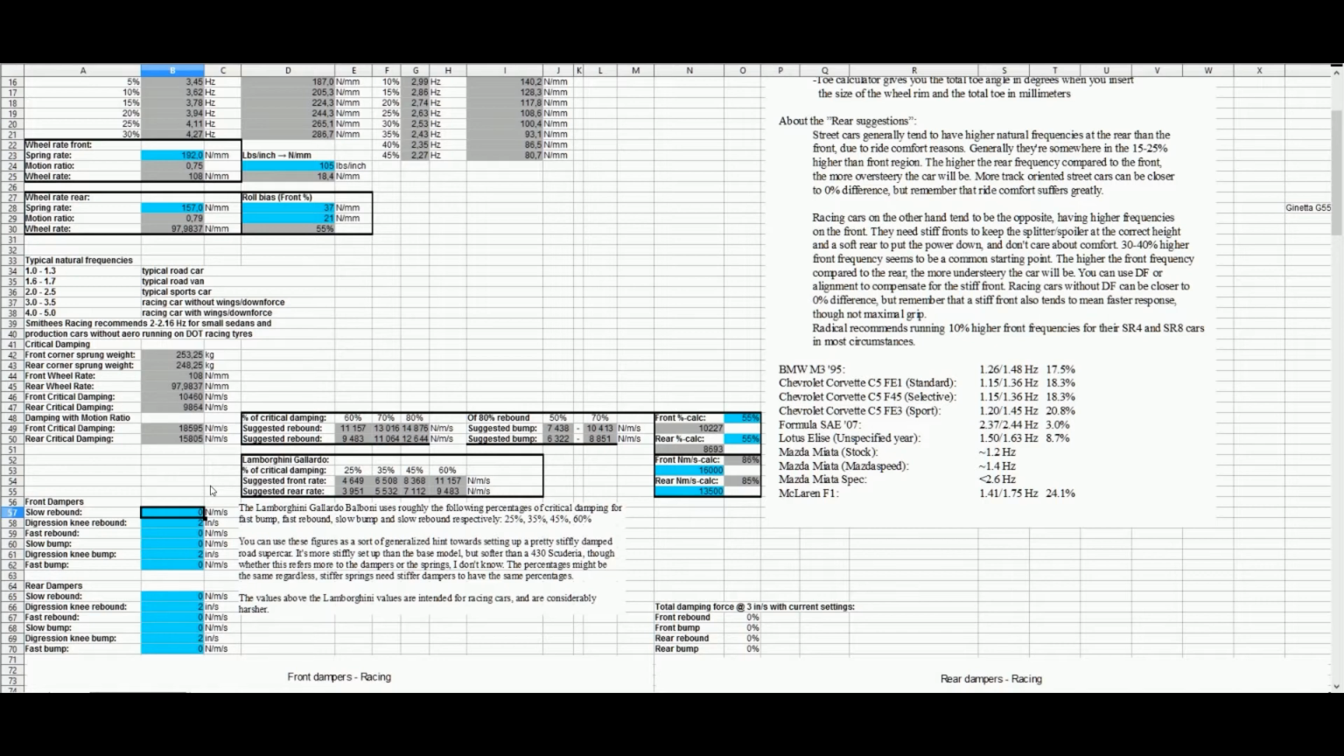The settings for the Ginetta G55 GT3 defaults are 15800 for the slow rebound, and 7850, 120, and 5210, and at the rear it's 1250, no wait, 7000 and 9000 and 1485. And just for a first test, I'm trying 2 inches per second.